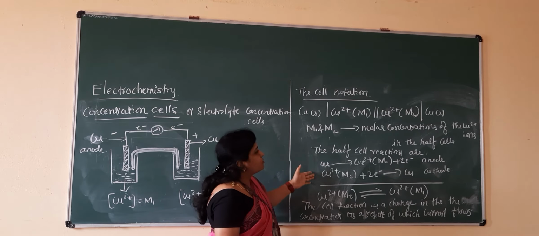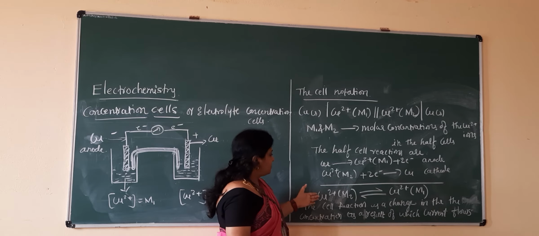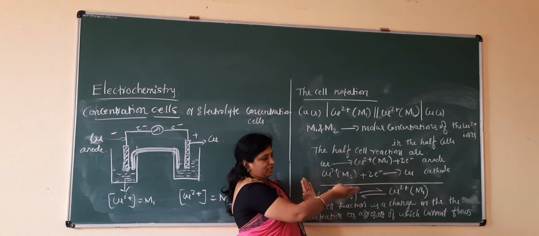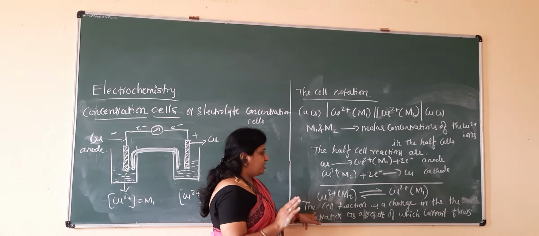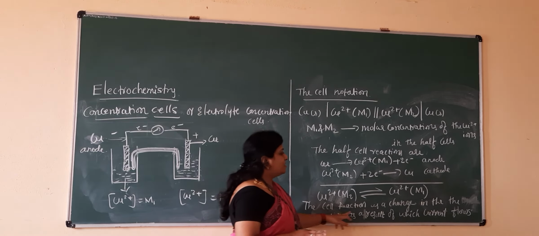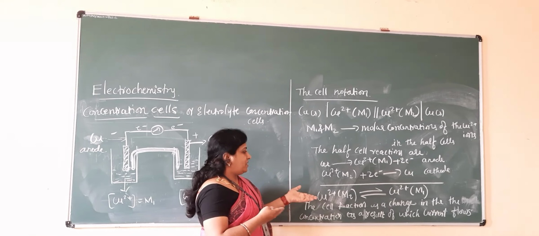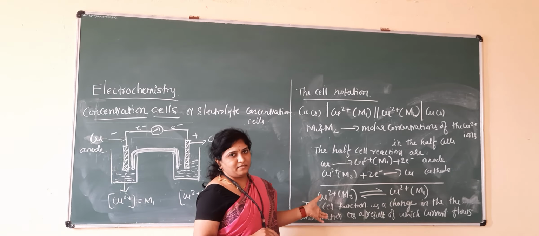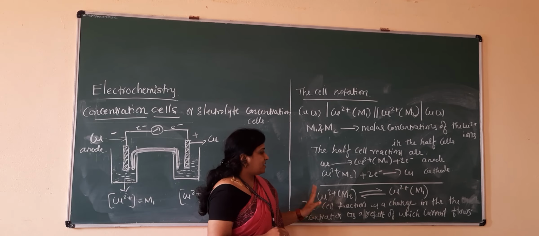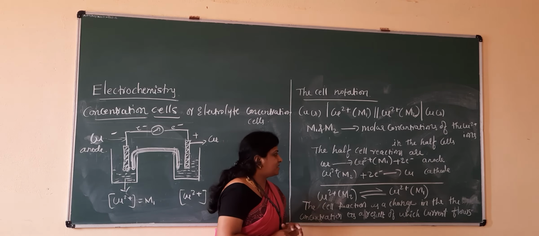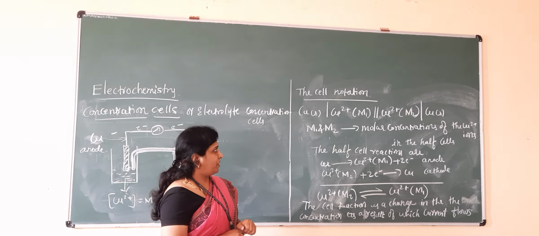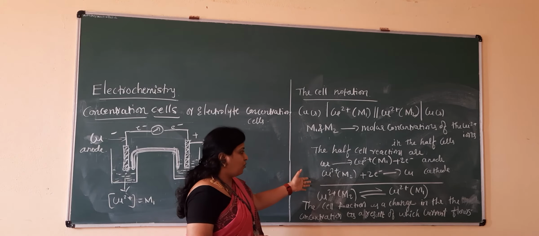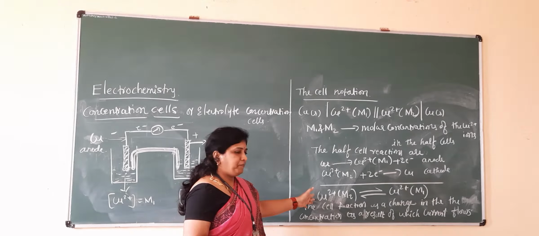Now when we combine these 2 reactions, as you can see here, Cu2+ (M2) reversible reaction Cu2+ (M1). So the cell reaction is a change in the concentration, as a result of which current flows. When these 2 become equal, no current flows. Current is flowing because there is a difference. So this is the concentration cell, and these are the reactions, how the concentration cell works.